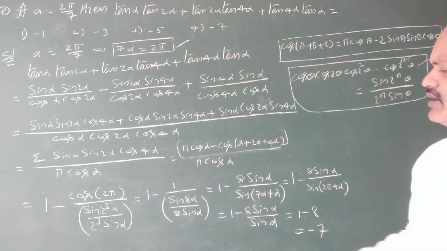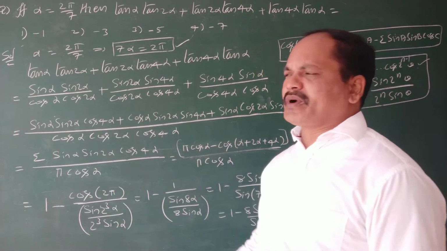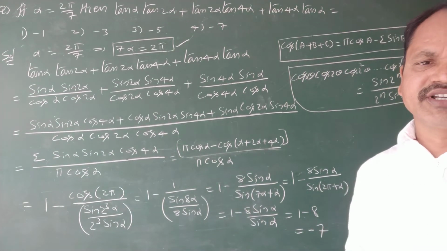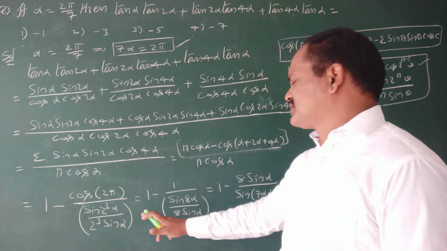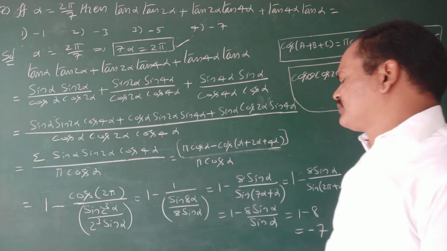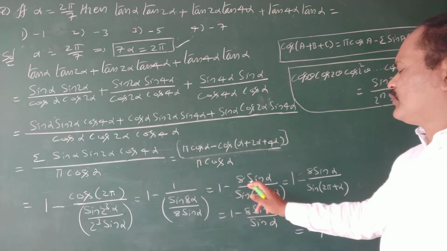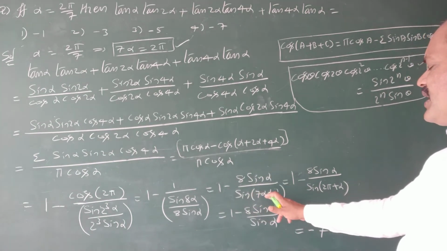That's all. Now 1 minus sin 2 pi. 2 pi is nothing but 360 degrees. Sin 360 degrees is 1 by this formula: sin 8 alpha by 8 sin alpha. Now we have to write the reciprocal: 1 minus 8 sin alpha by sin 8 alpha.